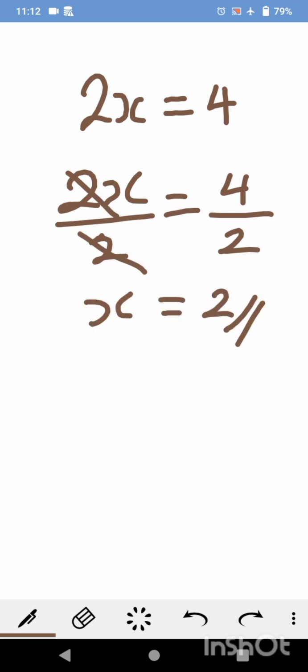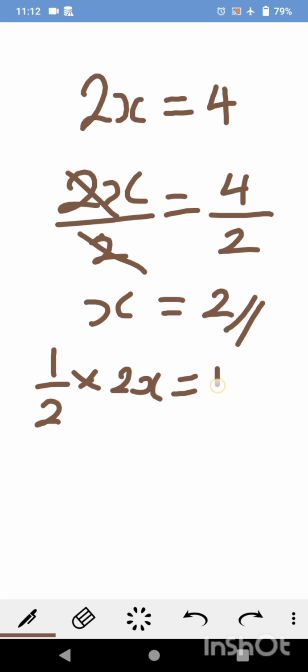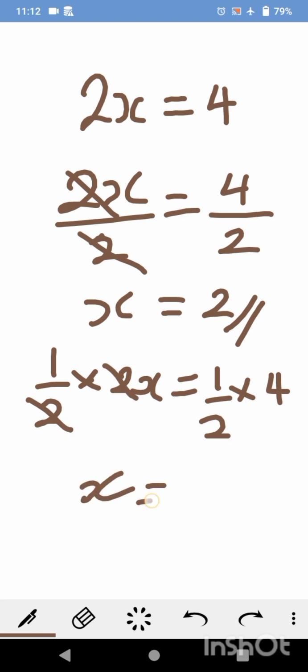You can also say we are multiplying both sides by the inverse of 2, which is 1 over 2. So this 1 over 2 will take care of this 2. x will be equal to half of 4, which is 2. Alright, that's another way of seeing it.